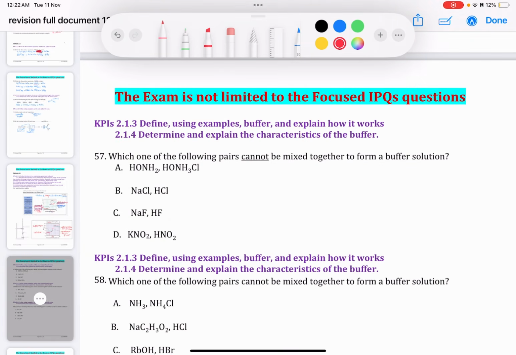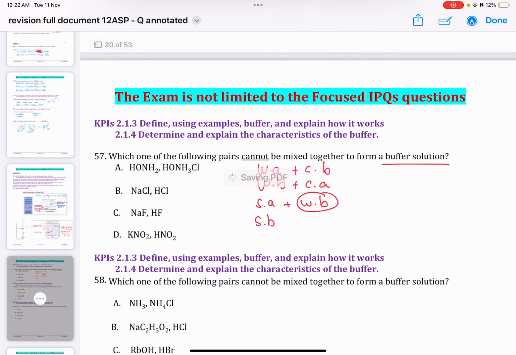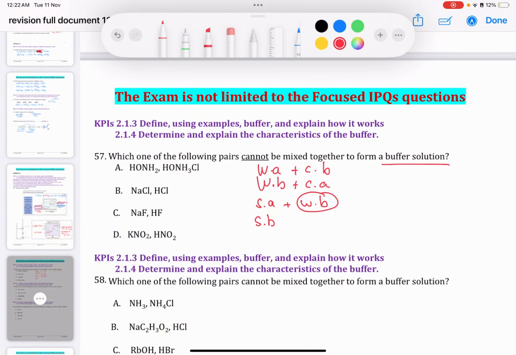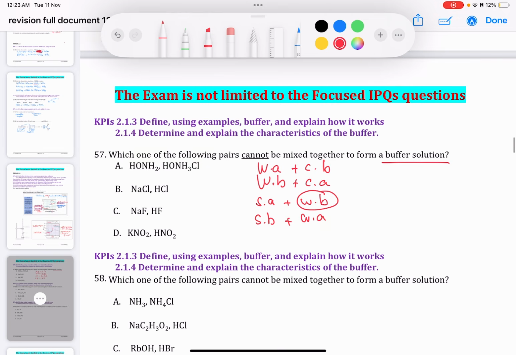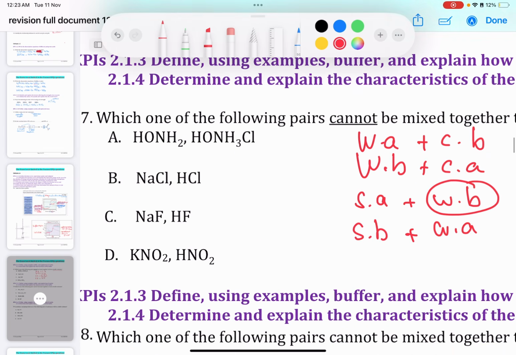Now, which one of the following pairs cannot be mixed together to form a buffer solution? Now, to form a buffer solution, I can mix a weak acid with its own conjugate base, or a weak base with its own conjugate acid, or I can mix a strong acid with a weak base, but the weak base has to be a lot more, or a strong base with a weak acid, and the weak acid has to be more than the strong base used.